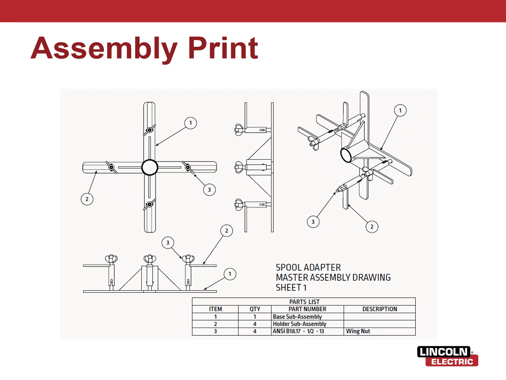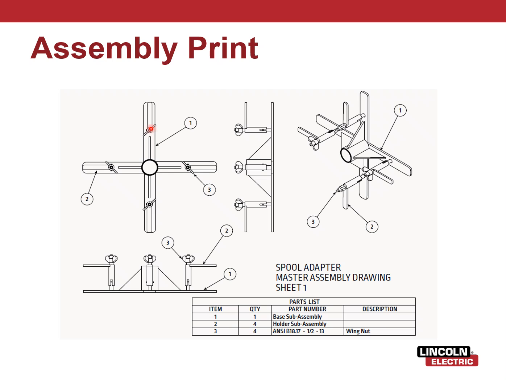So here's an assembly print. If we're looking down here at the parts list, we've got base subassembly, holder subassembly, and then some wing nuts. So we're putting two subassemblies together. Looking at item one, the base subassembly, this cross that you're seeing, that's item one. We need one of those. So that's what that part is called.